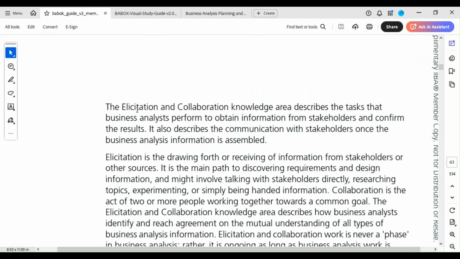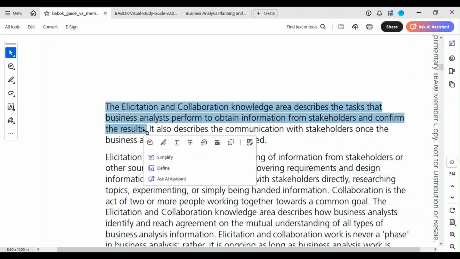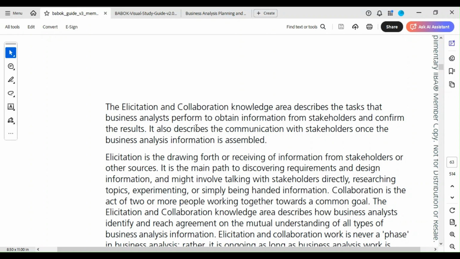So, the elicitation and collaboration knowledge area describes the tasks that business analysts perform to obtain information from stakeholders and confirm results. At this point, you are trying to draw out and obtain information from your stakeholders, and then you confirm results when you are done drawing out their needs, their requirements, and what they think about the business. It also describes the communication with stakeholders once the business analysis information is assembled, that is, everything you have elicited or drawn out from your stakeholders.